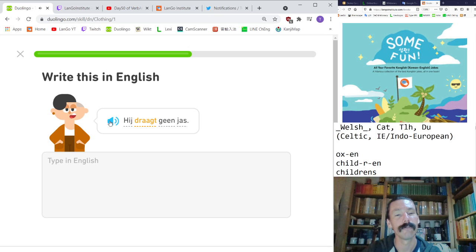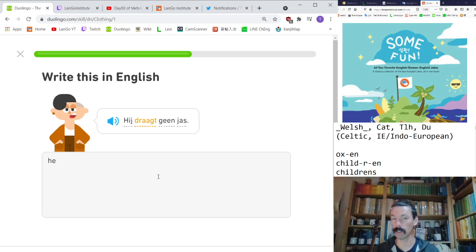Hij draagt geen jas. De is masculine. That is correct. Hij is the pronoun he. So here closer to English. The German one, er, doesn't have that H anymore. If it ever did, I don't know. Probably a different word. Draagt. So a good rule of thumb to find the German cognate is D voice, a stop. German has tragen.